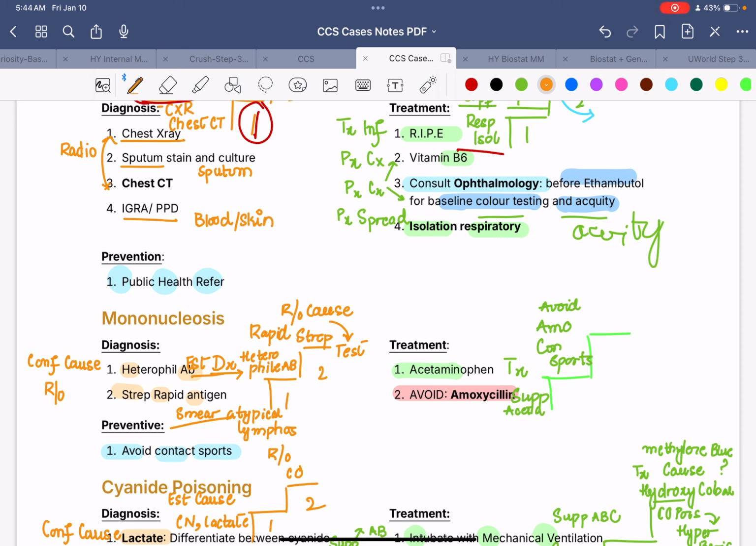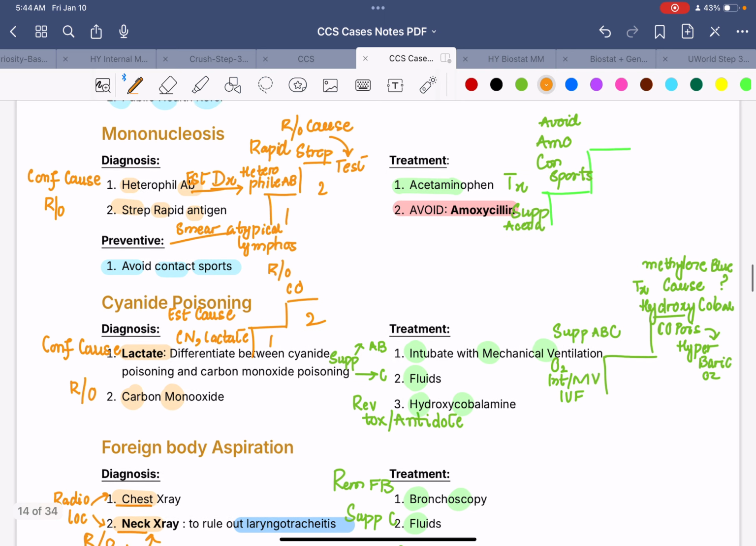And the specific treatment in this case is just supportive with acetaminophen, and you will avoid amoxicillin because it can cause rash in mononucleosis patients, and it's basically a viral infection, so antibiotics are not really beneficial. And avoid contact sports because the patient has splenomegaly, and any contact sports can actually lead to splenic rupture as well as hypovolemic shock and death.